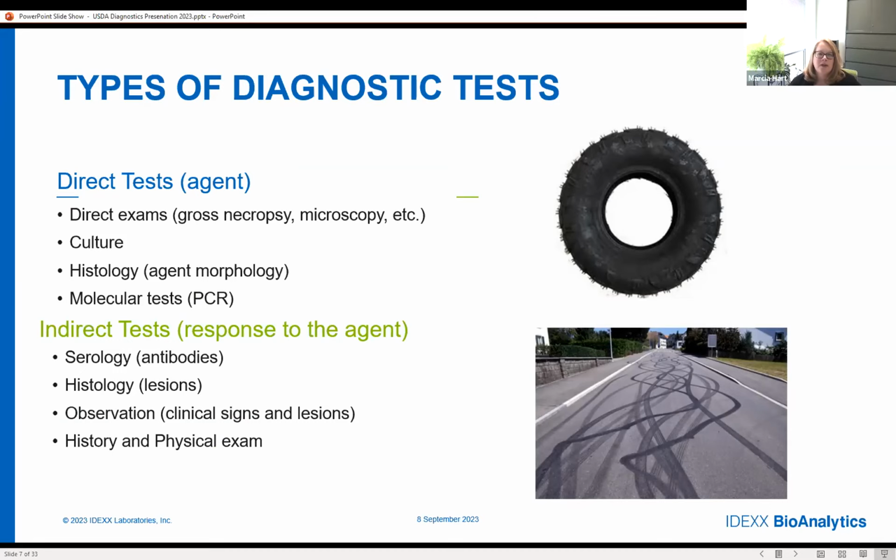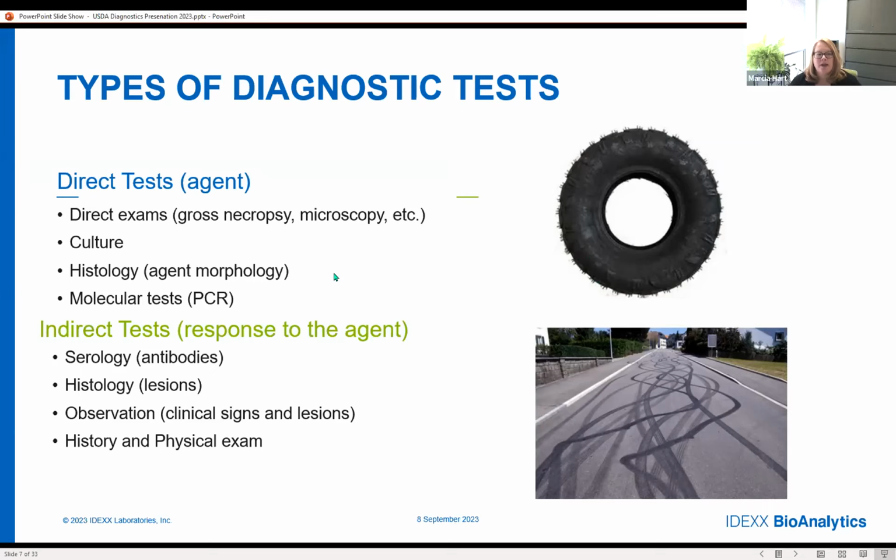When I think in terms of diagnostic tests, I think about tests that are direct tests, so I'm looking for the agent, or tests that are indirect tests, where I'm looking for some kind of response to the agent. A nice analogy that I typically use is a tire and our tread marks. Our tire would be looking for the direct agent, whereas our tread marks is looking for the response to the agent. I know the tire was there by the presence of the tread marks.